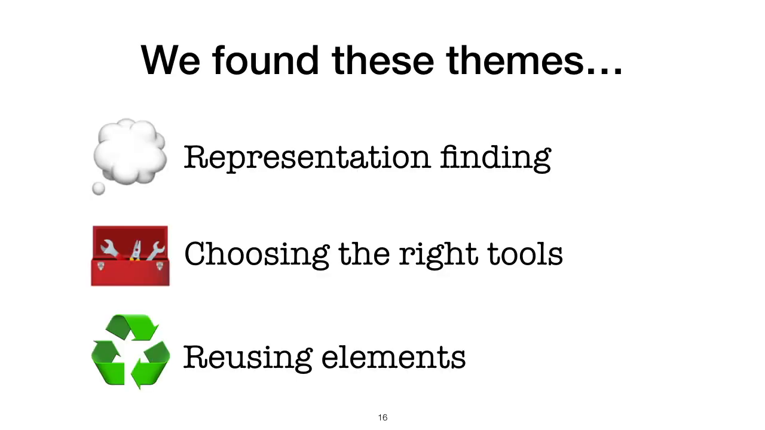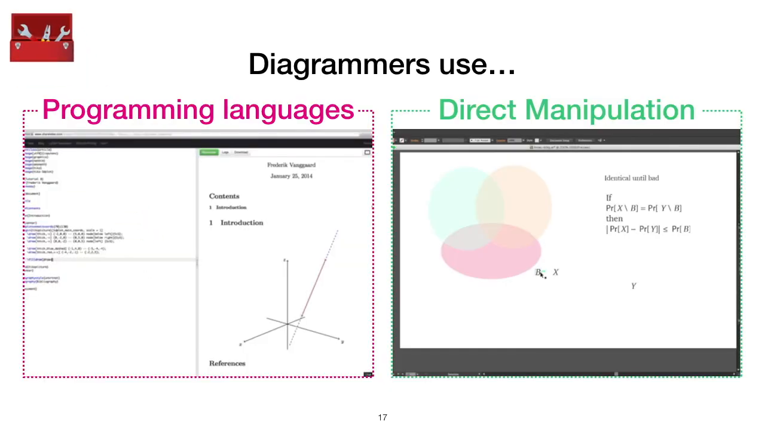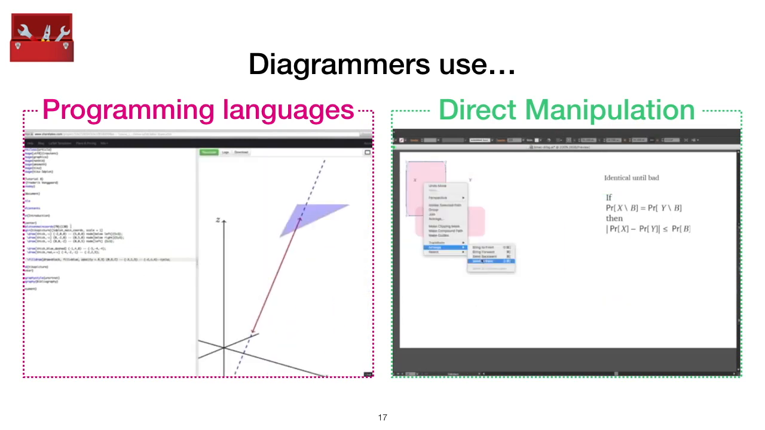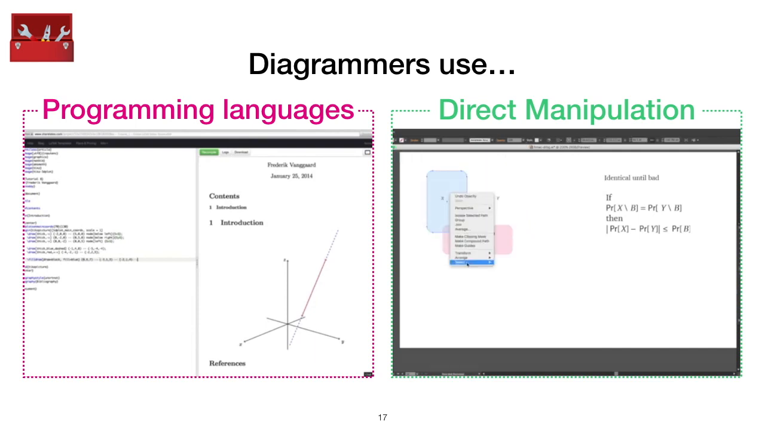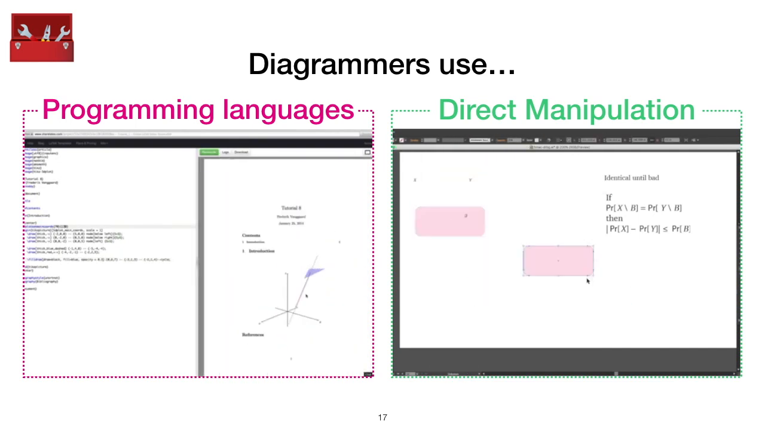Next, we'll talk about the tools that our participants use and why they make their choices. In general, the diagramming tools that they use fall into one of two categories, differentiated by their dominant mode of interaction. Direct manipulation or WYSIWYG tools have graphical interfaces and allow you to directly create and manipulate shapes. The programming language-based tools have textual interfaces and often involve typing snippets of code into an editor and compiling the program to view the diagram.